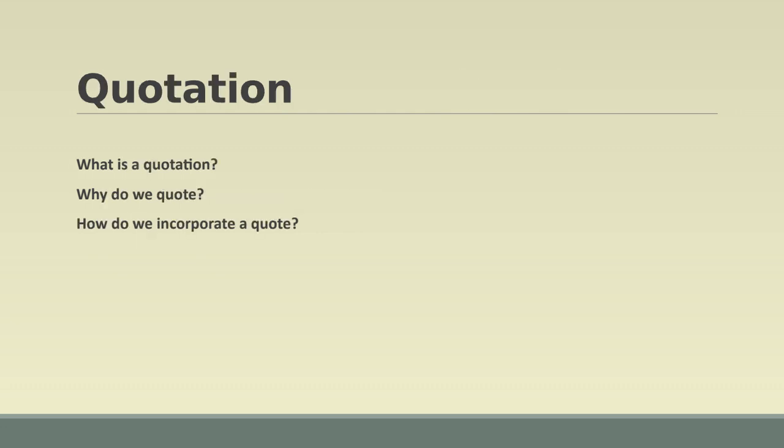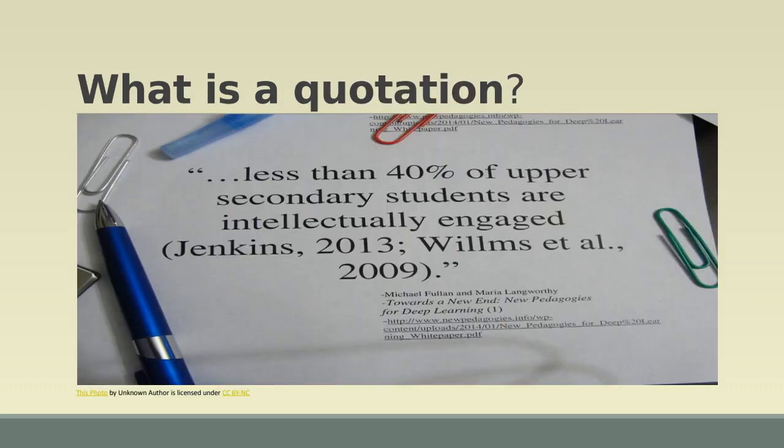The last point is about quotation. What is quotation? Why do we quote, and how do we incorporate quotation in our writing? So in answering the question, what is quotation? Quotation is a borrowed text, copying the original text of the writer and incorporating this into your work. So this is what we mean by quotation. For example, look at this one. This is an example of a quotation.